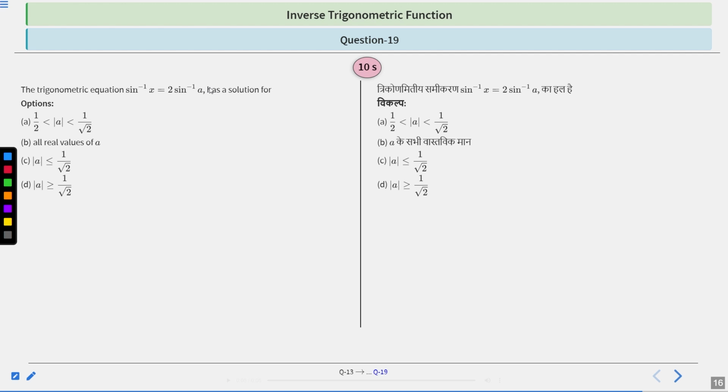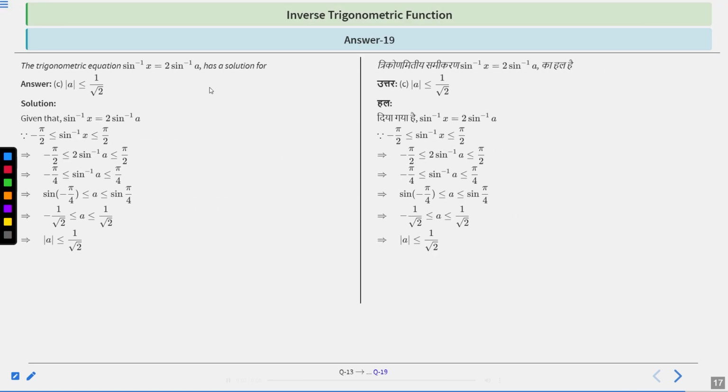You have 10 seconds to solve or think about this question. After 10 seconds, we can discuss the solution, right? Okay, let's move to the solution part.